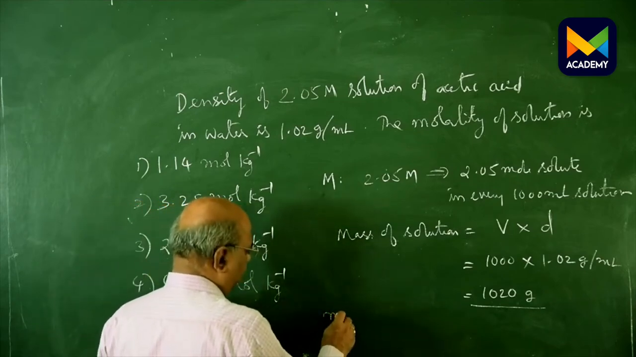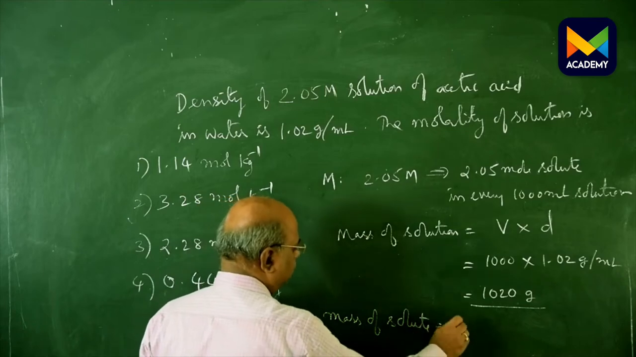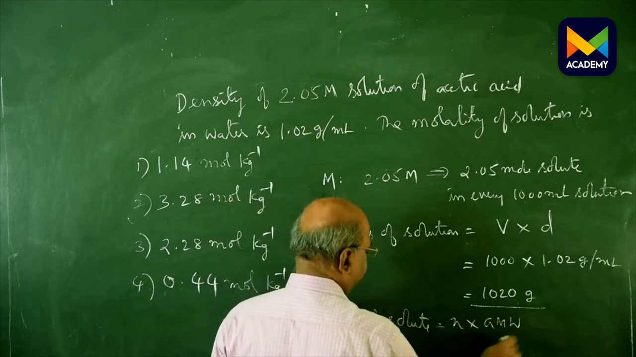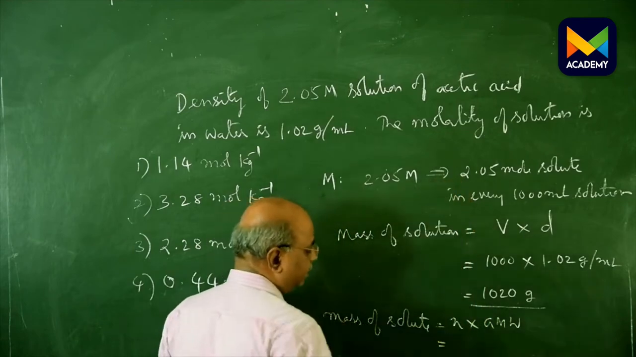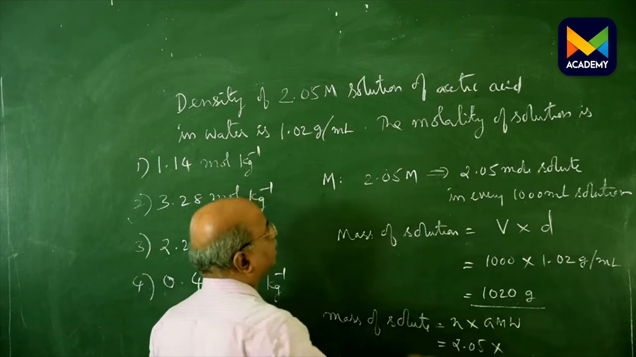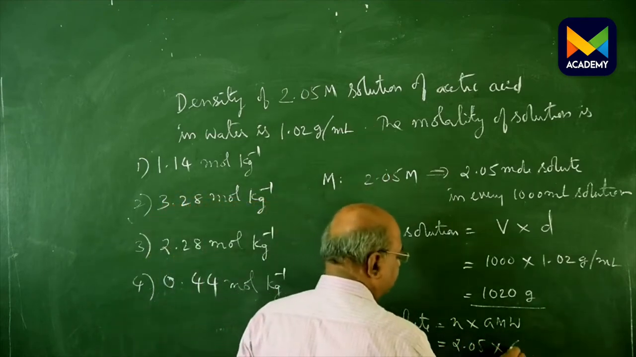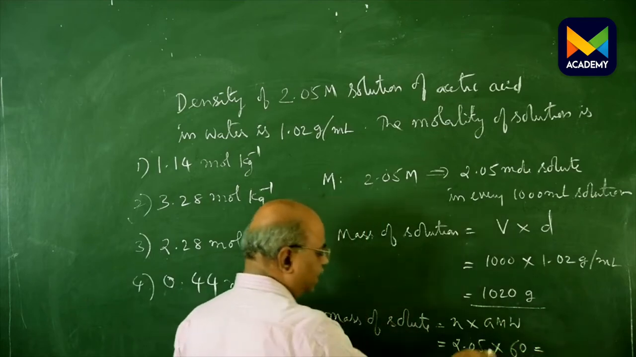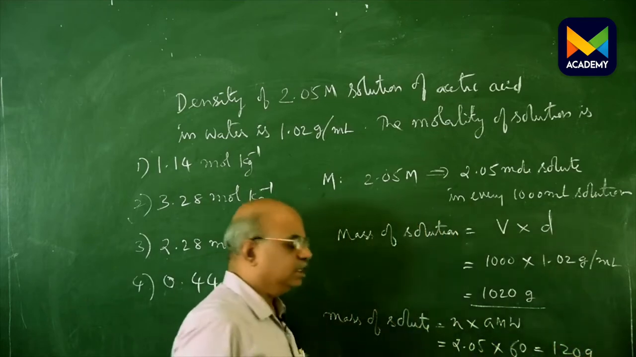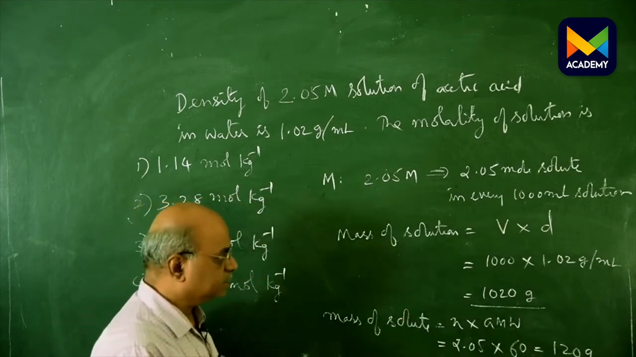So now the mass of solute. Mass of solute is equal to number of moles into gram molecular weight. The number of moles we have already seen is 2.05, into gram molecular weight. The solute is acetic acid. Acetic acid molecular weight is 60. So 2.05 into 60, 2 times 60, nearly comes to 120 grams approximately.